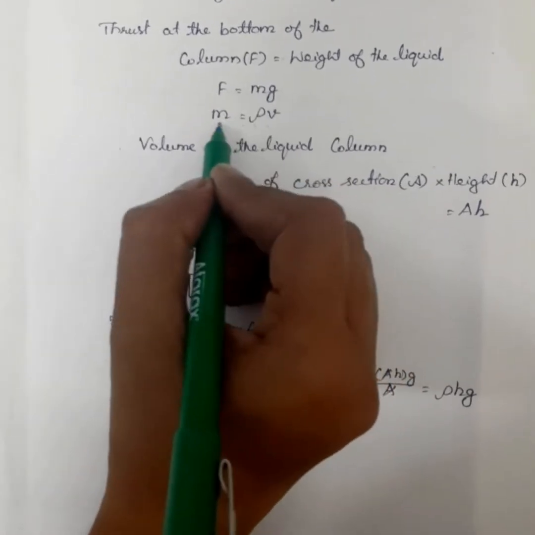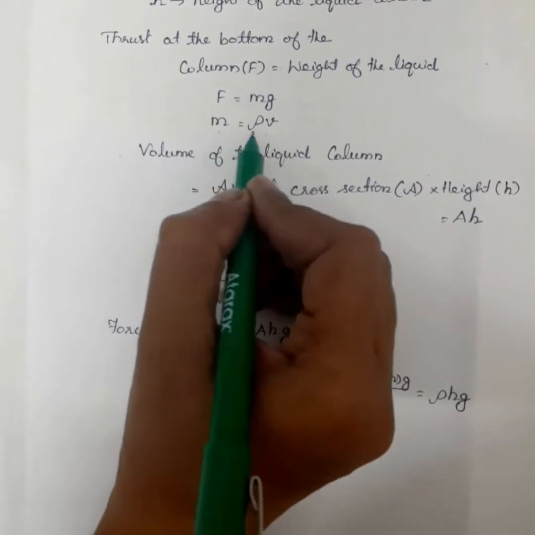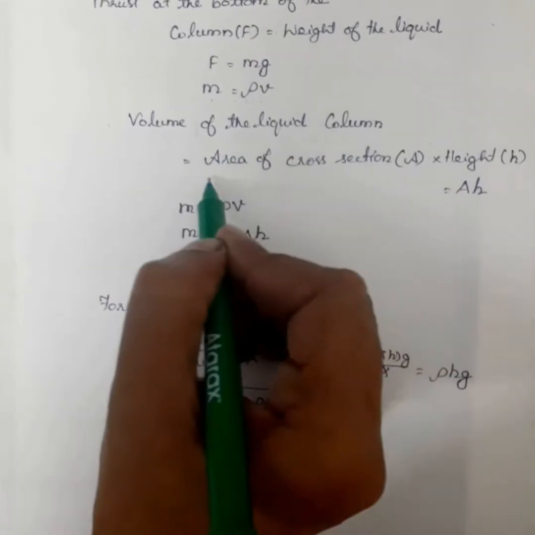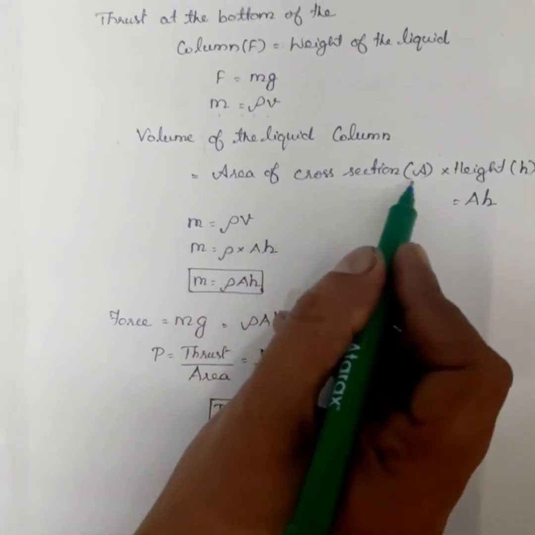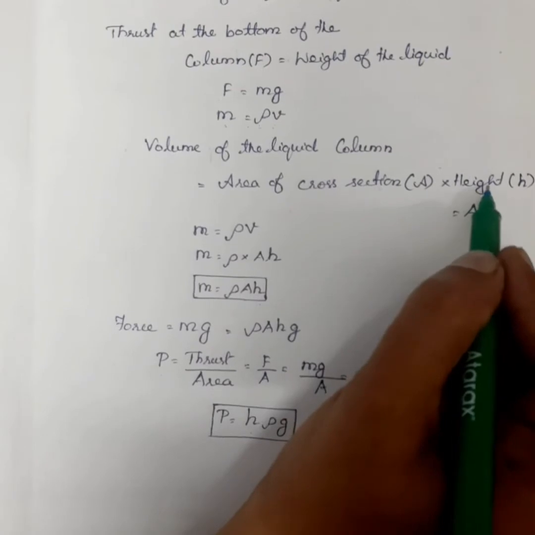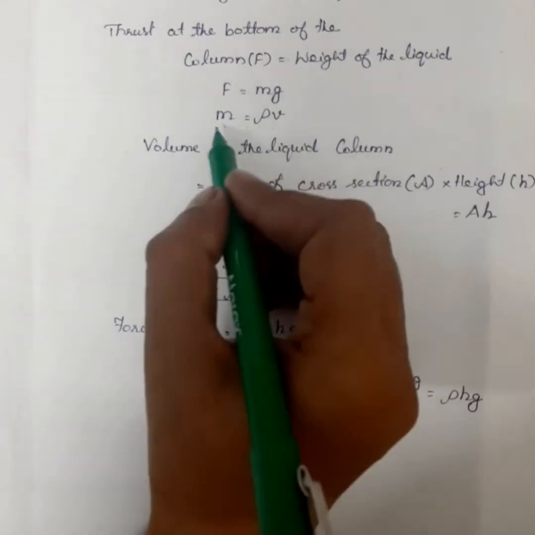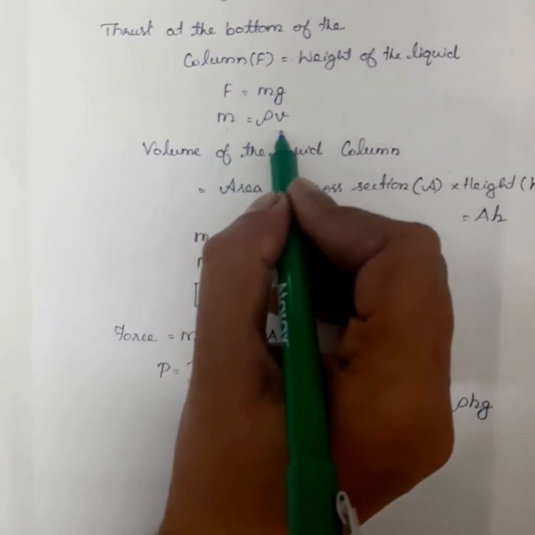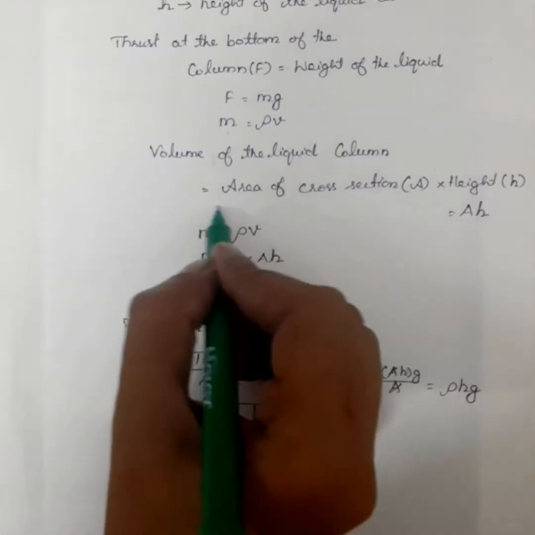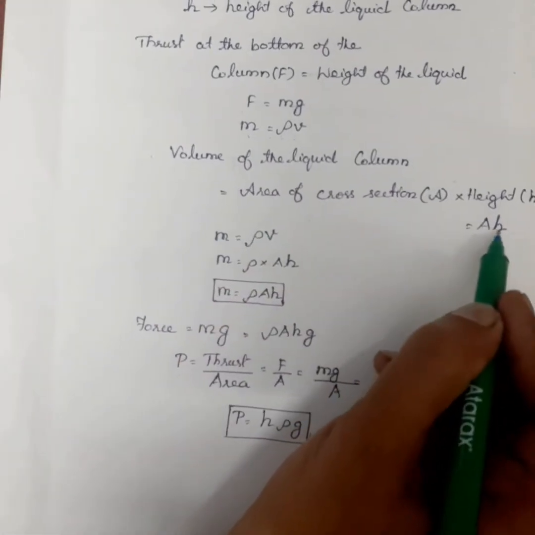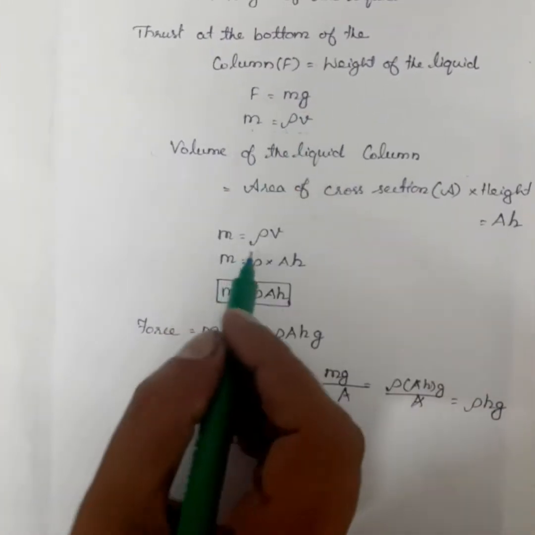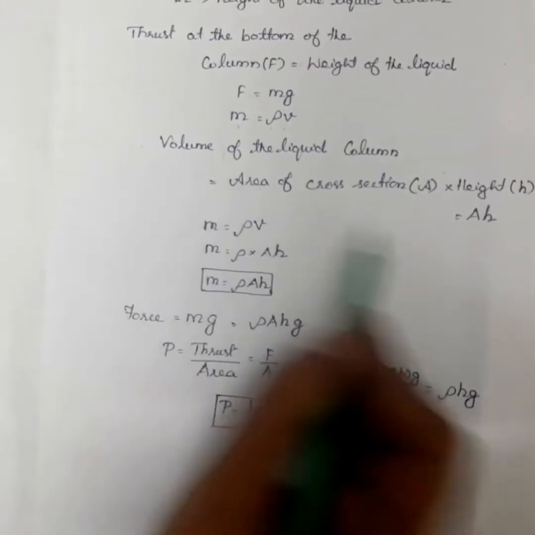Okay. So M is equal to rho into V. Mass is equal to density into volume. The volume of the liquid column is equal to area of cross section A into height. So the mass of the liquid is equal to volume of the liquid into density. So M is equal to rho into V, and V is equal to A into height.